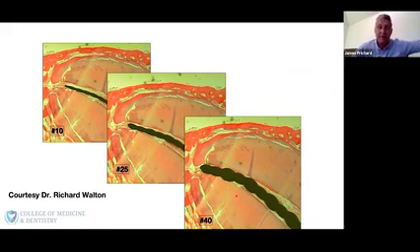Now, the other problem that we have with our shaping processes is we subject the canal to artificial shapes, so we call these transportations or ledges.